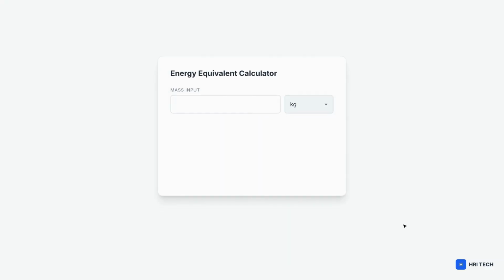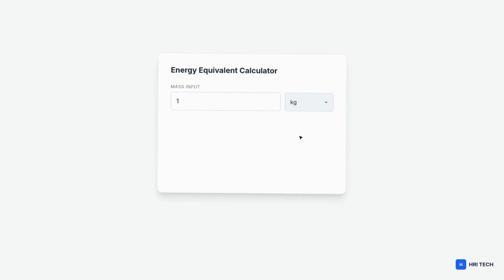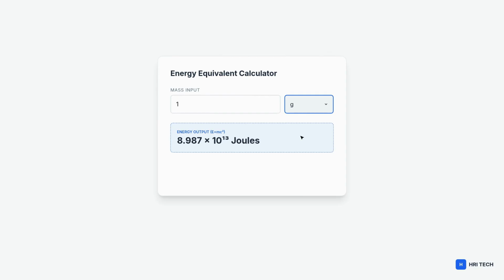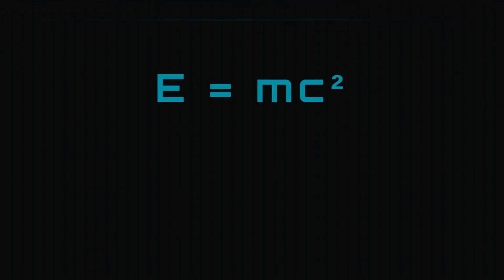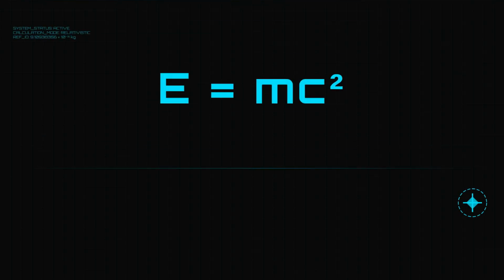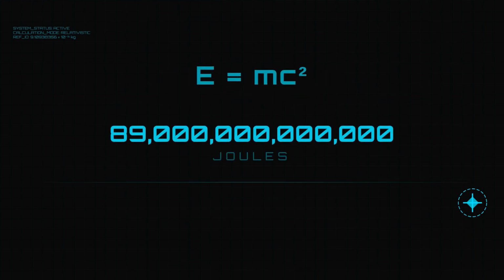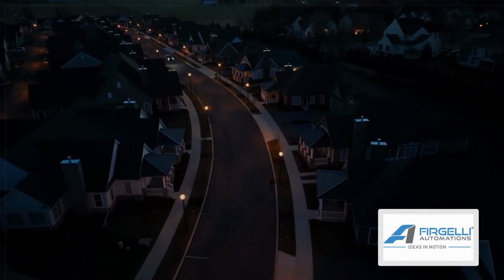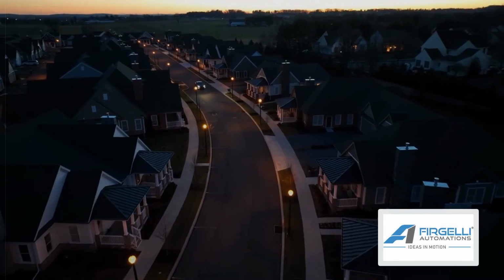Here's a practical example. Consider calculating the energy equivalent of 1 gram of matter, relevant for fusion reactor fuel calculations. Enter 1 into the mass field and select grams from the drop-down menu. The calculator instantly computes the energy output as 9 times 10 to the 13 joules. That's 90 trillion joules, equivalent to 21.5 kilotons of TNT, or enough energy to power 100,000 homes for 1 year.